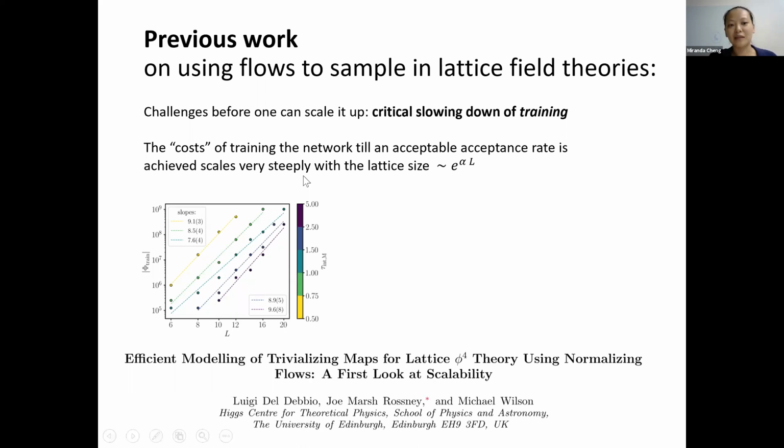So the problem is that if you want to train your network until an acceptable acceptance rate is attained, then the cost scales very steeply with the lattice size. In fact, they can't run for a 2-dimensional lattice of size more than 20. 20 is already very, very tough. Great as a proof of concept study, but still not great as a beginning point of any real application. You can see this plot is a log plot, so the cost grows exponentially.